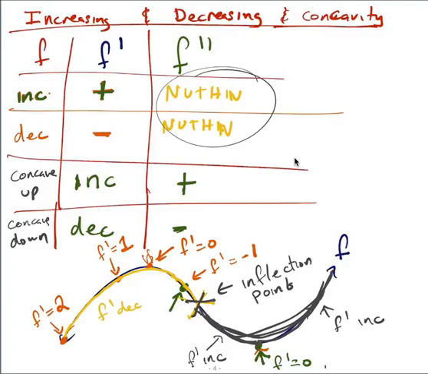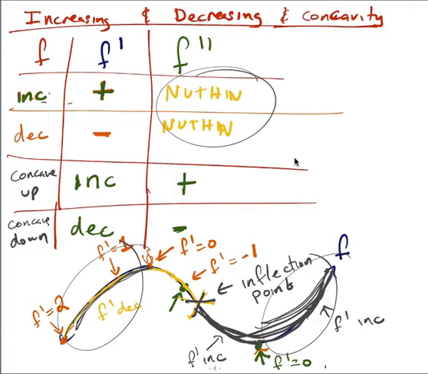Okay, but notice that here, you can't say anything about the second derivative. So if you look at it, when the function's increasing, which is this section right here, and then this section right here, can you say anything about the concavity? Not really, right? Because right here, it's concave down. Over here, it's concave up. So it's like, oh, well, I don't know. You need more information.